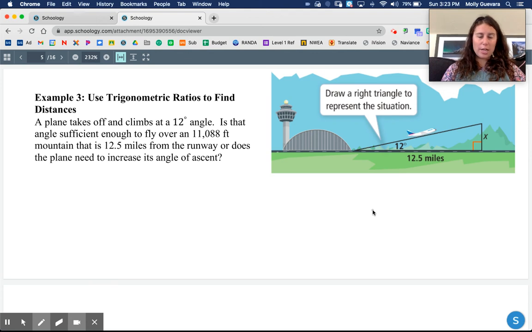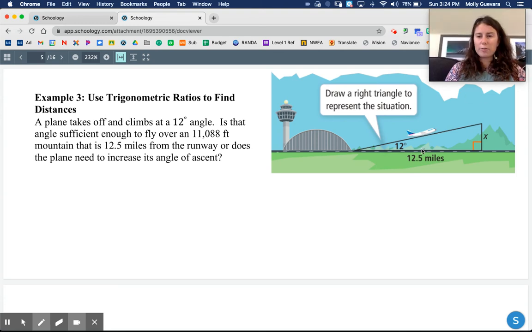So here we have a drawing. If you did not have a drawing, you should make a drawing. Like pretty much all the time, that's the answer. If you don't have a drawing, make one. Okay, this says a plane takes off and climbs at a 12-degree angle. So I know that this is 12. Is that angle sufficient enough to fly over an 11,088-foot mountain that is 12.5 miles from the runway? Or does the plane need to increase its angle of ascent? So if that plane goes, is it going to run into the mountain or not, basically?